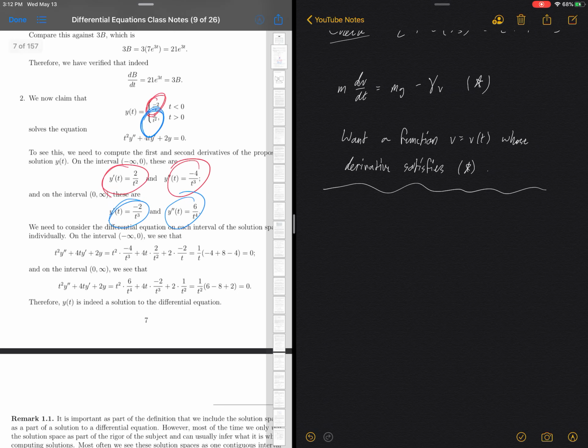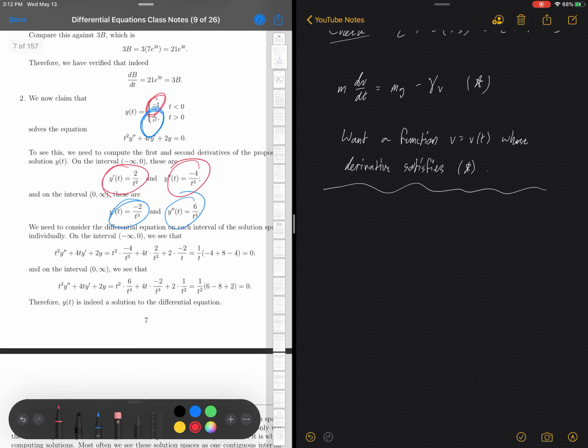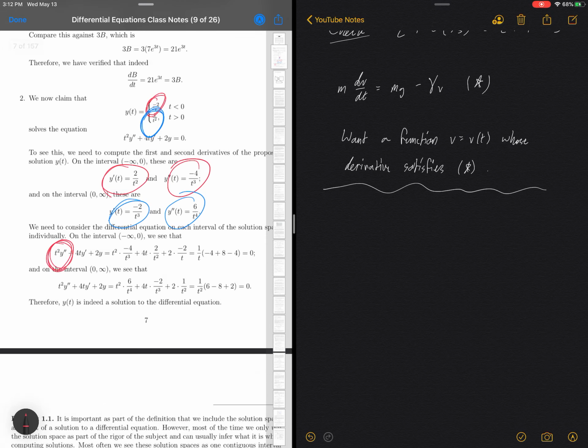And what I'd like to see here is the left-hand side. I want to know what each and every one of these terms looks like. So I need to know what is t squared times y double prime. For the branch where t is less than 0, it'd be t squared times y double prime. So this will be t squared times minus 4 over t cubed, and that gets me a minus 4 over t. Awesome. And then I ask myself, what does 4 times t times y prime look like?